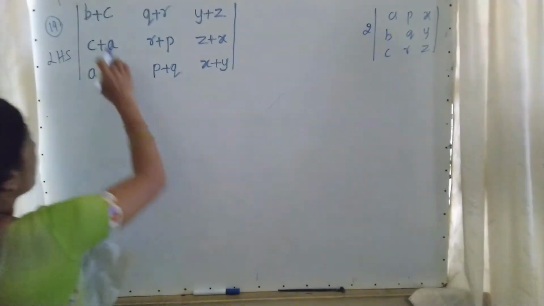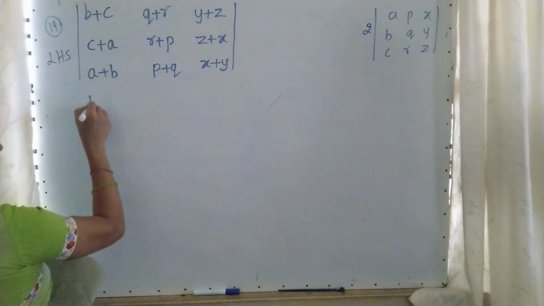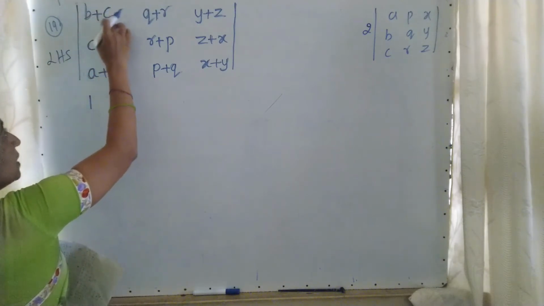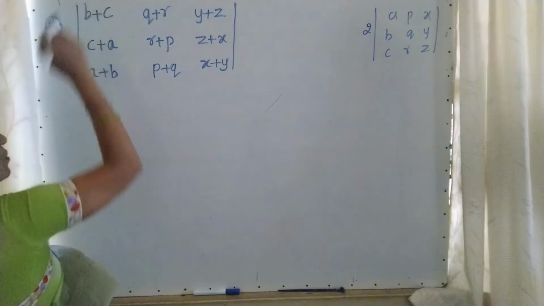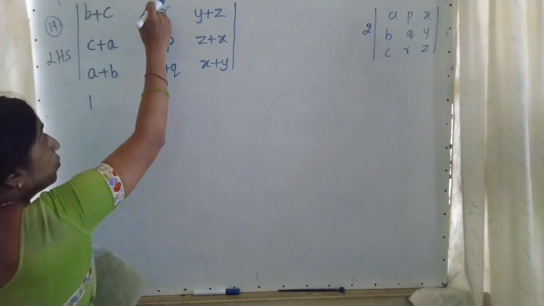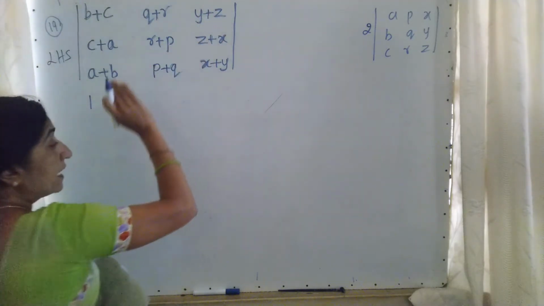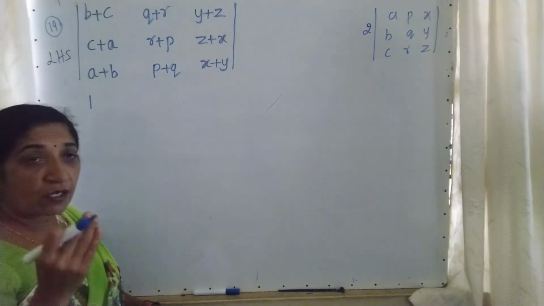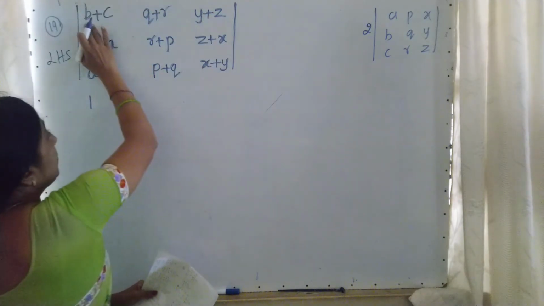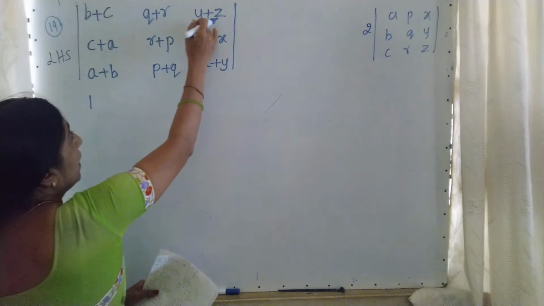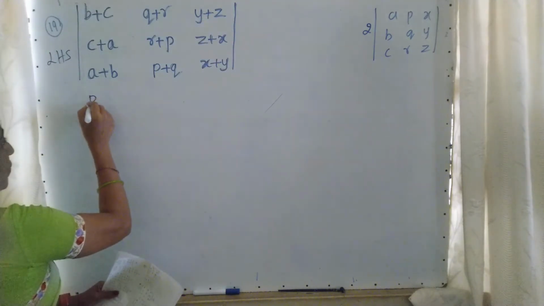So when you add all the 3 rows, corresponding elements, what will you get? B plus C plus C plus A plus A plus B. See, 2A, 2B, 2C. Like that 2P, 2Q, 2R, and 2X, 2Y, 2Z. Instead of adding rows, if you add the columns, you will not get any simplified term because here B plus C, here Q plus R, here Y plus Z are different alphabets.